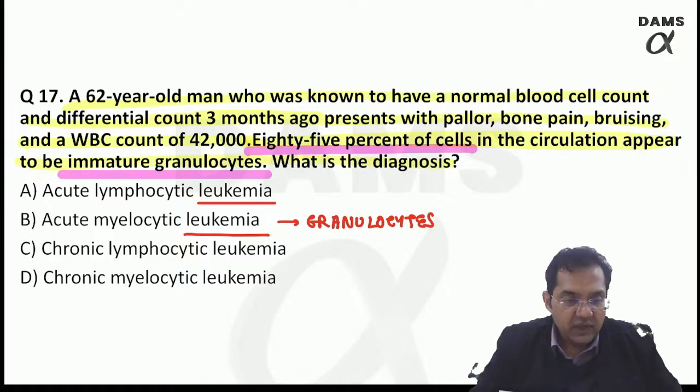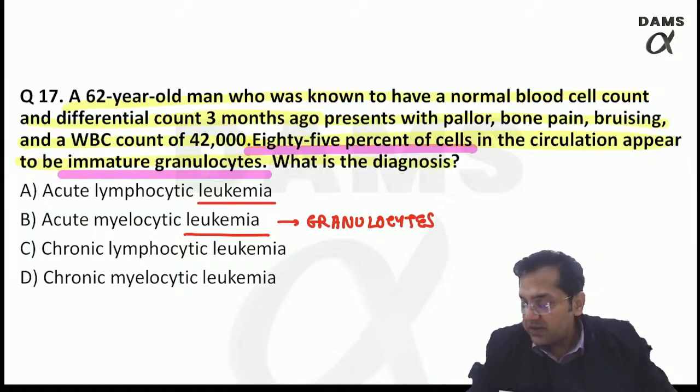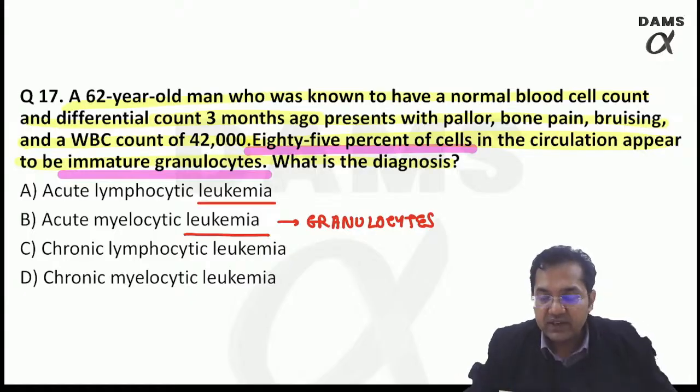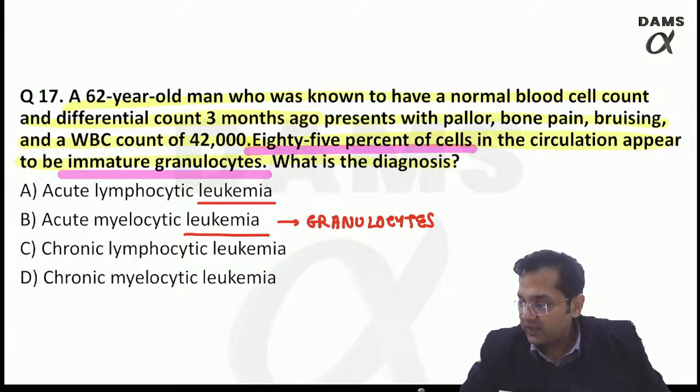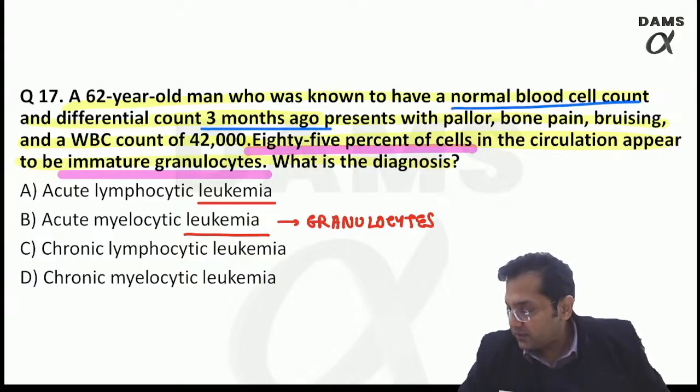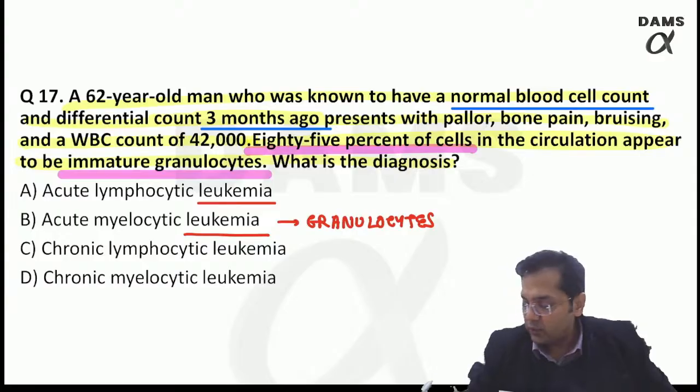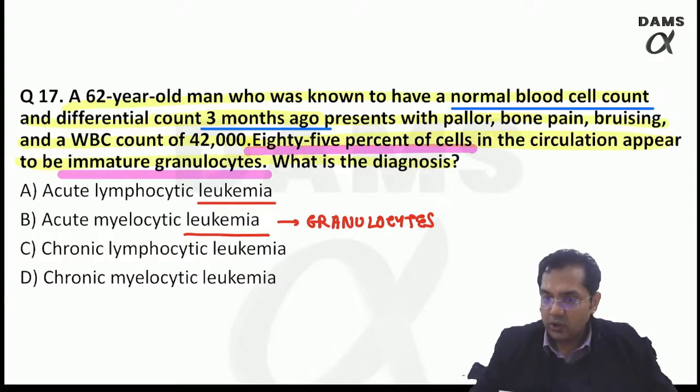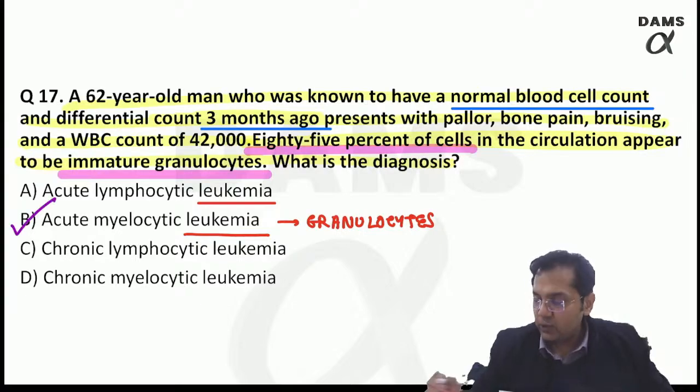Yes, but now it is not chronic, Uttam. Chronic is more than at least 6 months duration. This is only 3 months. 3 months ago he had normal blood count. ठीक है, so this is acute. इसीलिए आंसर chronic नहीं है. Chronic will be at least more than 6 months to 1 year. So here the answer is acute myelocytic leukemia.